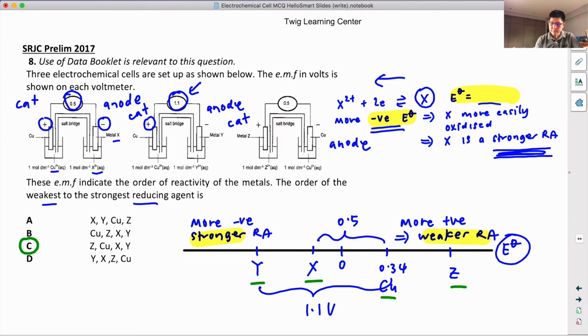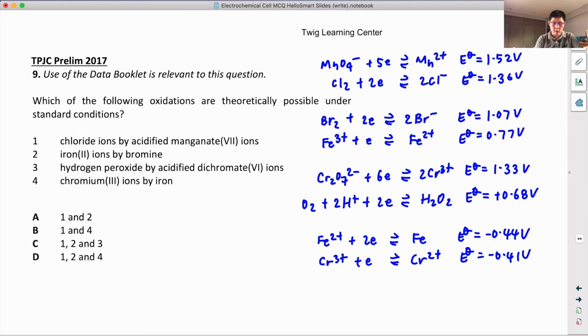Okay, let's look at the next question. Question 9: which of the following oxidations are theoretically possible under standard conditions? I've written down all the equations ready for you to compare, and you must make sure they are always on opposite sides. Let's check very quickly. MnO4 minus and Cl minus. I didn't write the full thing, but I guess you get the idea.